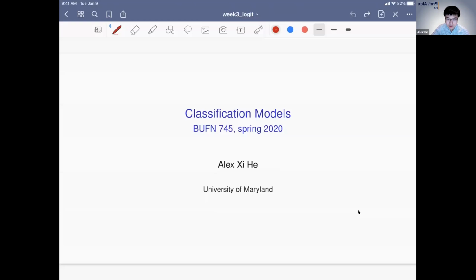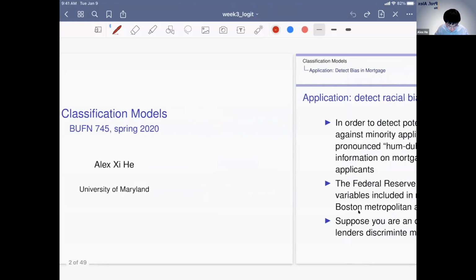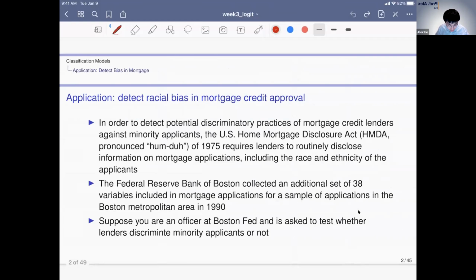Classification models are models where you're predicting not some continuous variable, but rather a category. So let's start from an example. This is actually the example that we're going to be working with for the in-class exercise on Thursday.